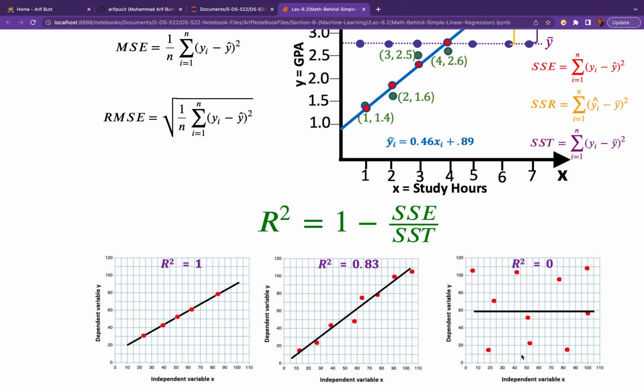And finally, the limitation of R2 score is that it does not take into consideration the overfitting problem. Therefore, if there are multiple independent variables, you should use adjusted R2 score. And inshallah, we will discuss that in our next session of multiple linear regression.